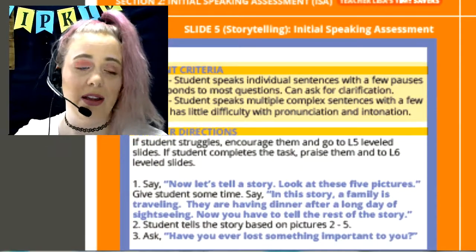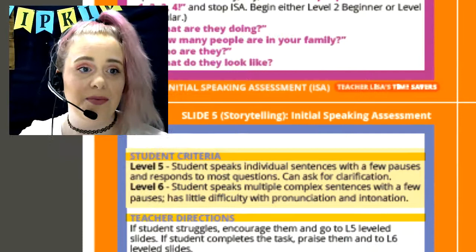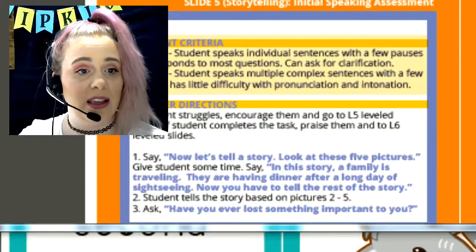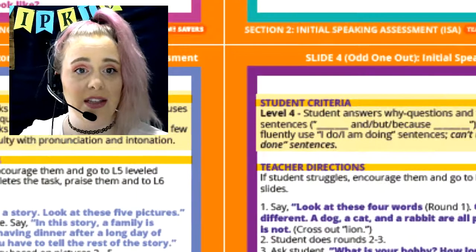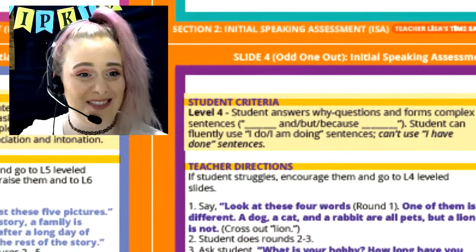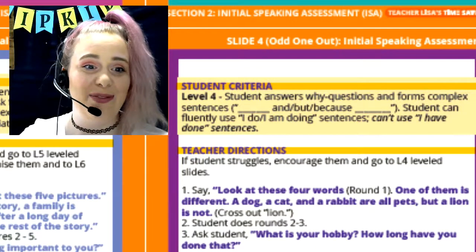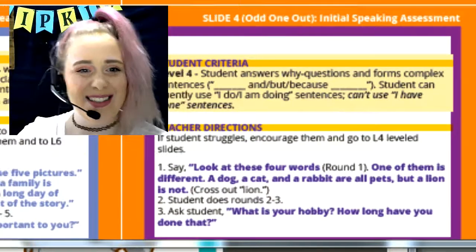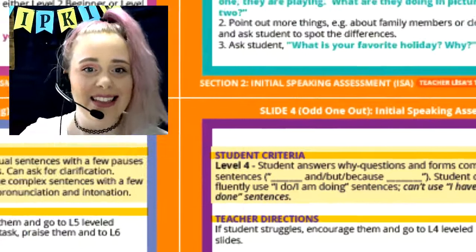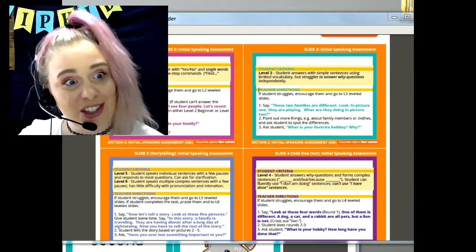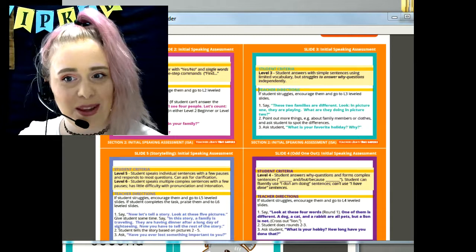So slide 5. This is going to be criteria for level 5 and 6. Directions, and then the last one, if you have a really amazing student that makes it to slide 4, they're going to be ready for level 6. So that is it. Those are the 4 flashcards that are there to help you.